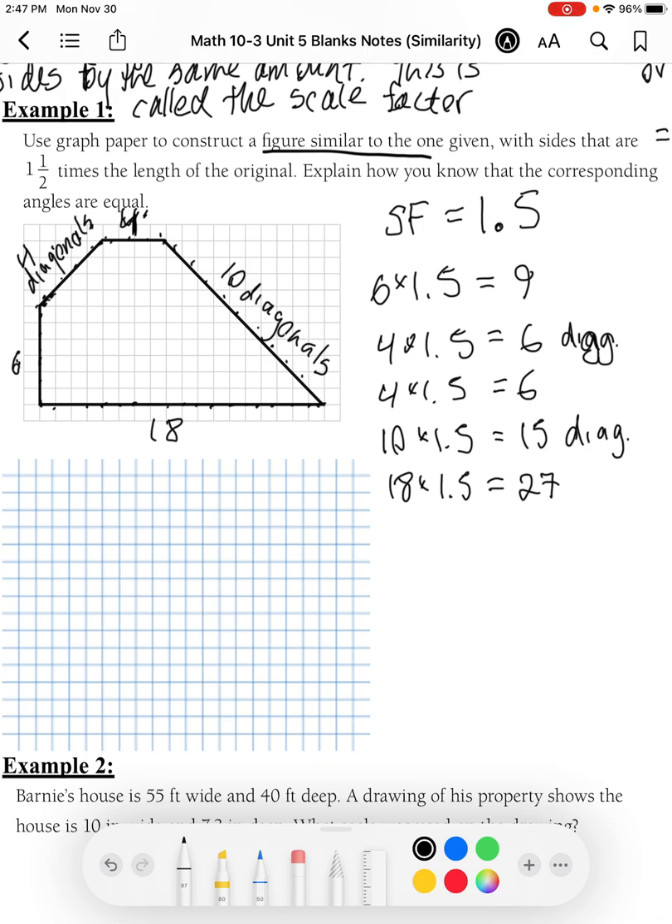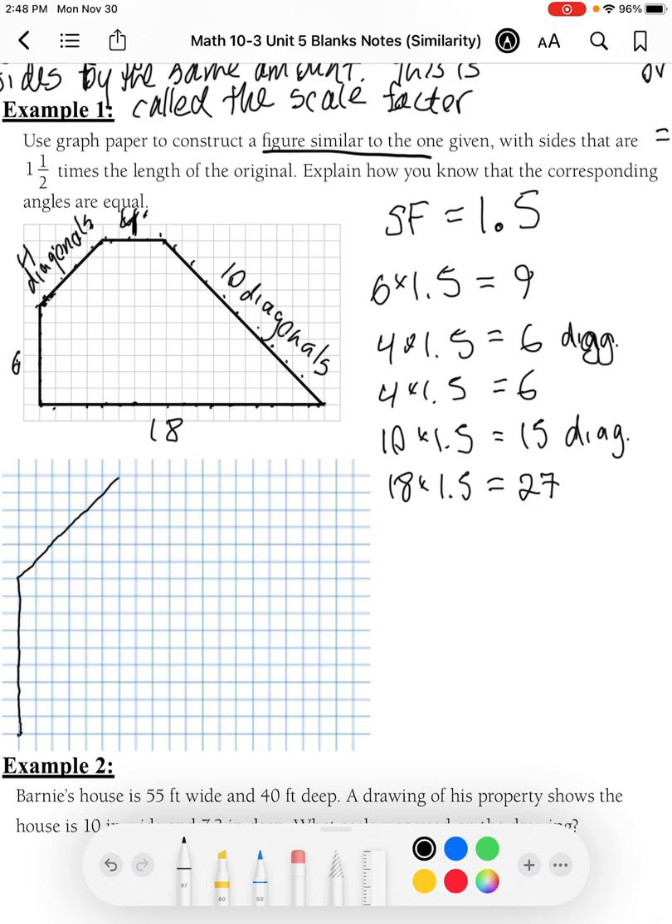Okay, and then what I can do is start to draw my new one. I apologize, I didn't give you guys enough squares when I did this, but I'm going to start in this very bottom corner here, and we'll just have to do an estimate. My first one that corresponded to the side that was 6 has to go 9 up. So I'm going to count 1, 2, 3, 4, 5, 6, 7, 8, 9. And then the second one was 4 diagonals. That has to become 6 diagonals. So 1, 2, 3, 4, 5, 6.